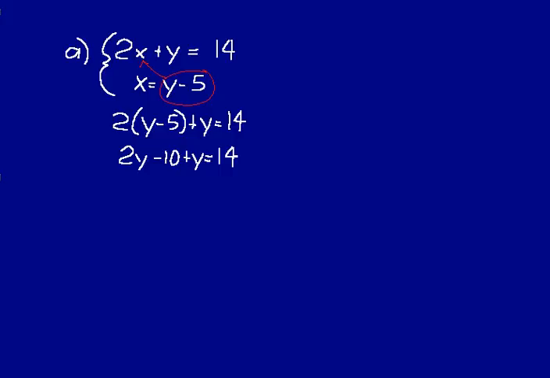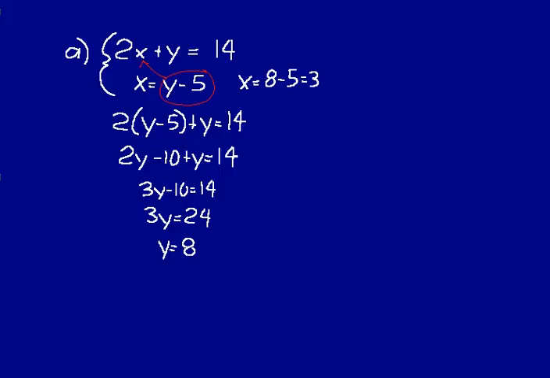Now we need to simplify by adding like terms, and so we have 3y minus 10 equals 14. Add 10 to both sides. Let's just do that in our head. 3y is equal to 24. Divide both sides by 3. y is equal to 8. So now we have a numerical value for y. Let's go back and figure out what x is, using that second equation up there. x equals 8 minus 5, so that equals 3. So x is 3 and y is 8.